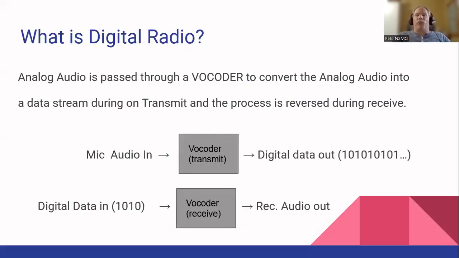So what is digital radio in general? Digital radio uses a vocoder to change everything from analog to digital. And I have some block diagrams here that show you how they work, and how it would work on receive versus transmit.